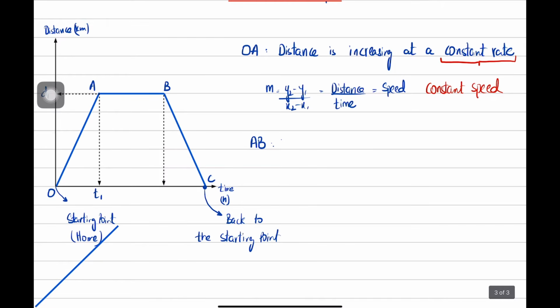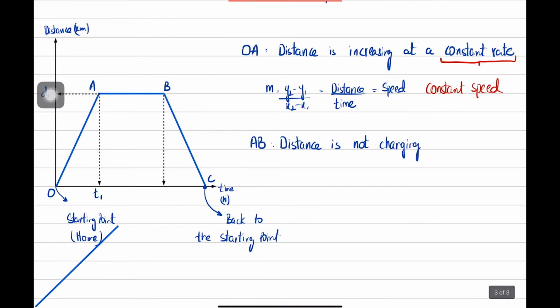Okay, now what's happening from A to B? From A to B, the distance is not changing. Or you can say the distance is constant, not increasing, not decreasing, whatever you want to say. Distance is not changing. So what can I say about the speed? Speed is 0. Why is the speed 0?